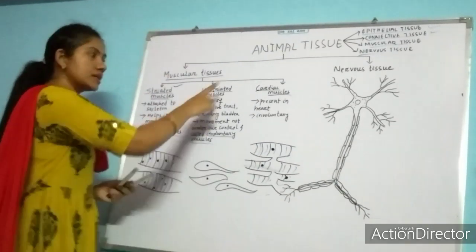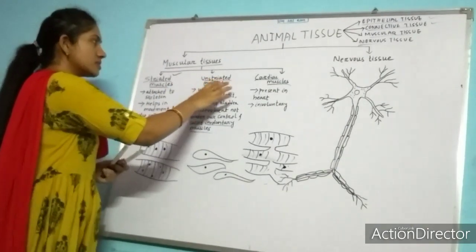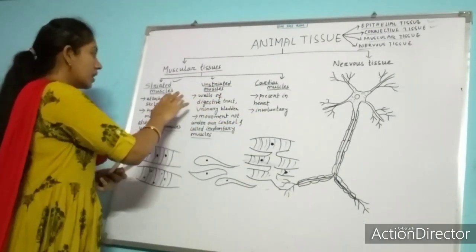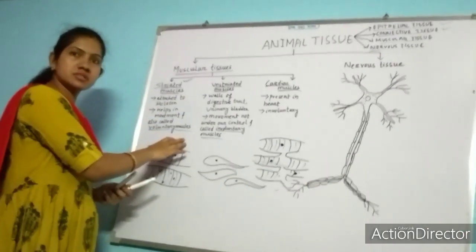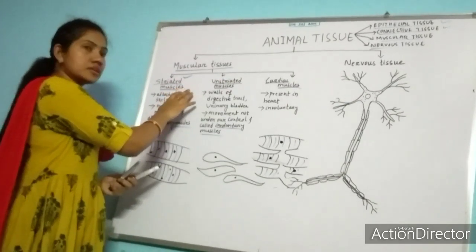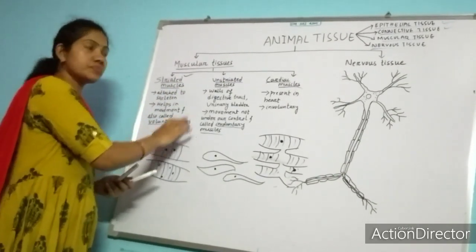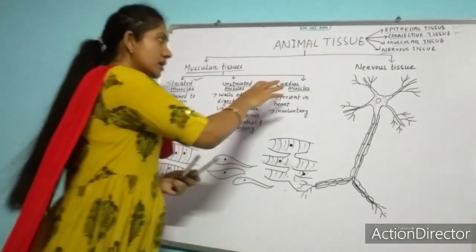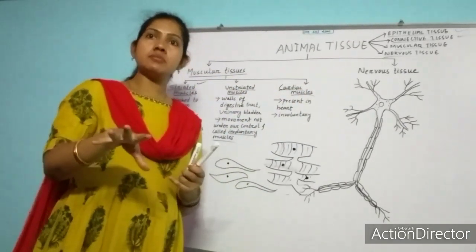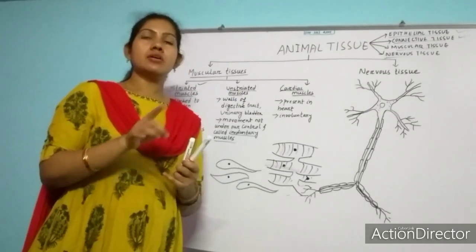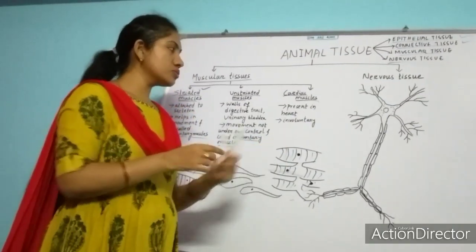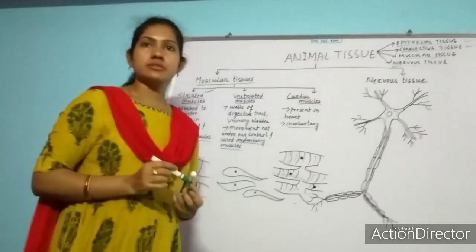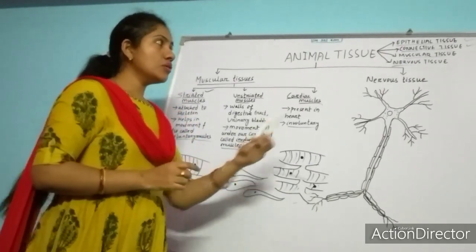So these are the three kinds of muscles: unstriated muscles, striated muscles, and cardiac muscles. Striated muscles are also called voluntary muscles. Unstriated muscles are also called involuntary muscles. And cardiac muscles are a special kind of muscles present only on the walls of the heart, and these are also involuntary in action.